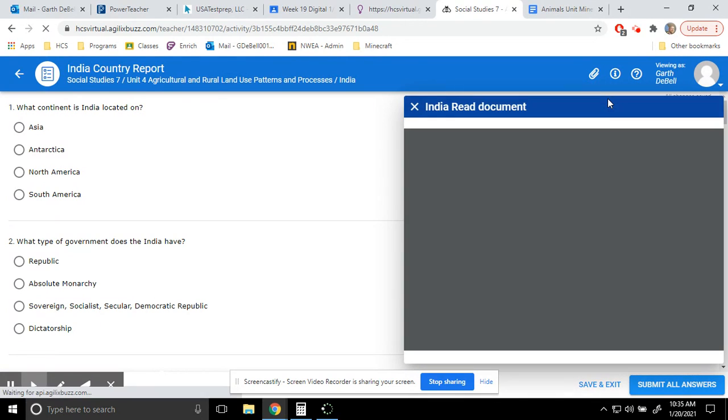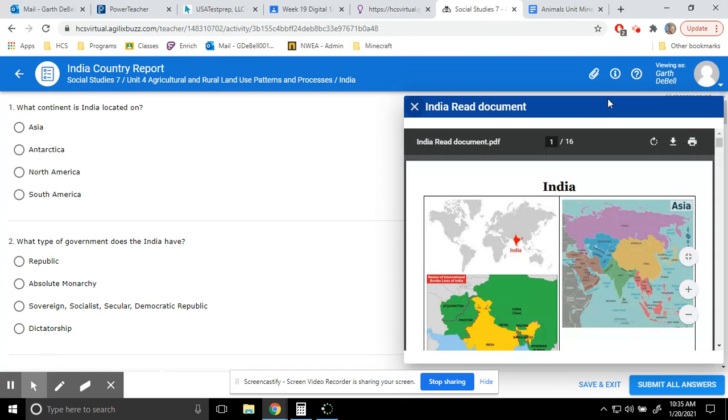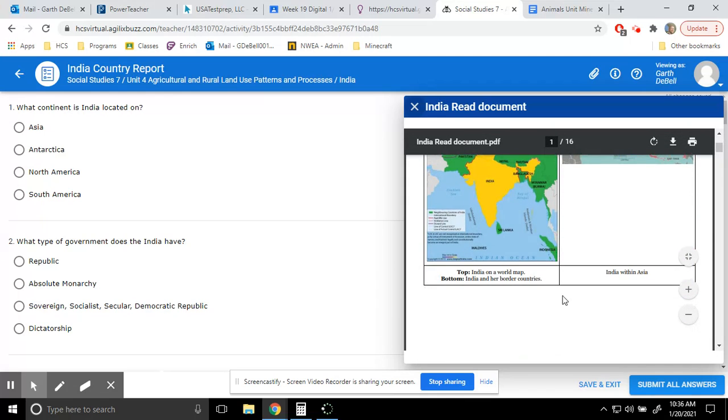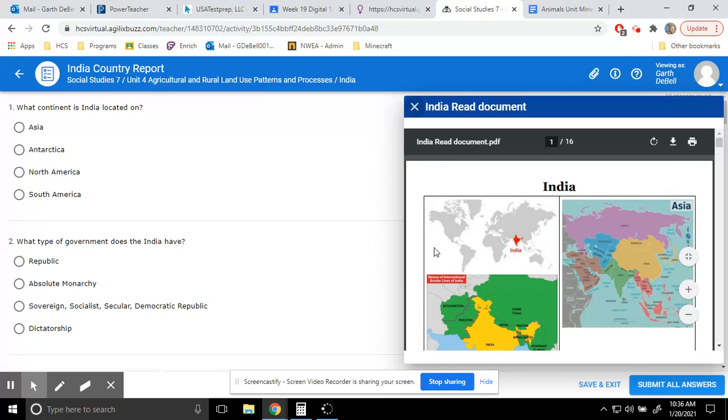So the first thing you're going to want to do is bring up your read document so that you can follow along with me here. So the first questions, as always, are pretty basic questions. First one, what continent is India located on? This question can be answered. You just look at the map here. It tells you what continent it is. There is also some information about that down in the read right after the maps.